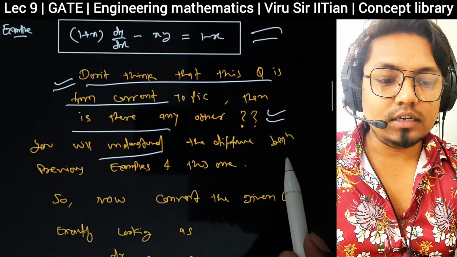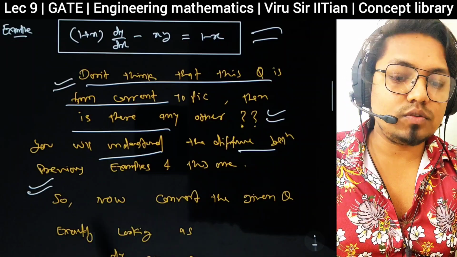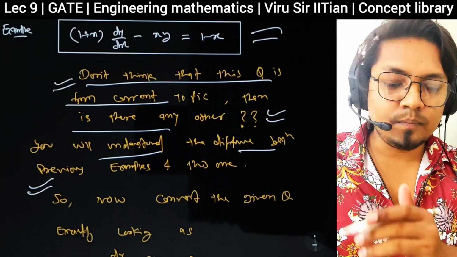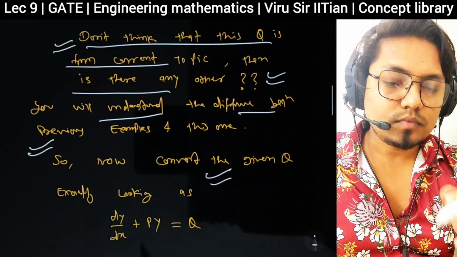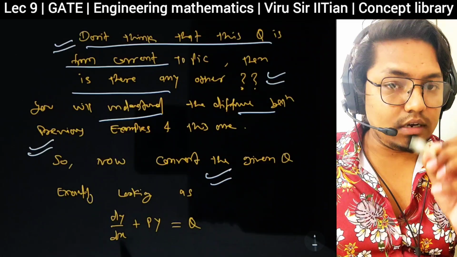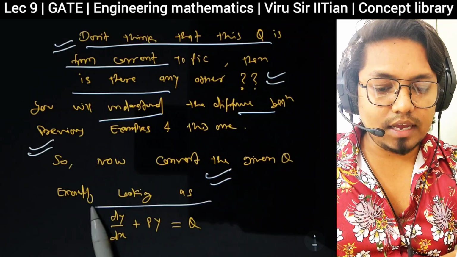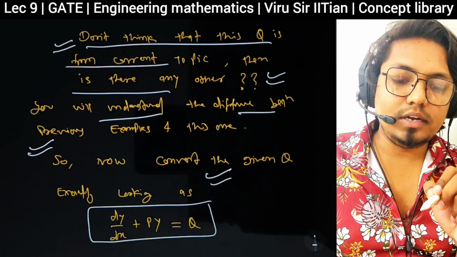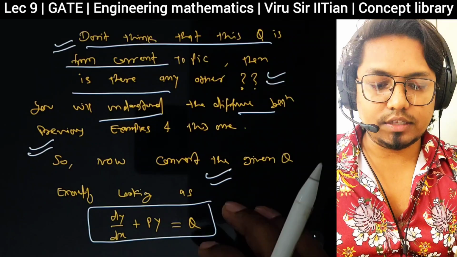So you will understand the difference between the previous examples I solved in lectures 6, 7, 8 and so on, and now you will understand that we can't solve this by that method. So you have to convert the current situation so that it looks exactly like this: dy by dx plus py equals q. You have to convert your question like this.